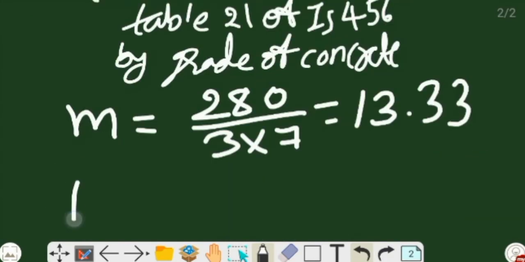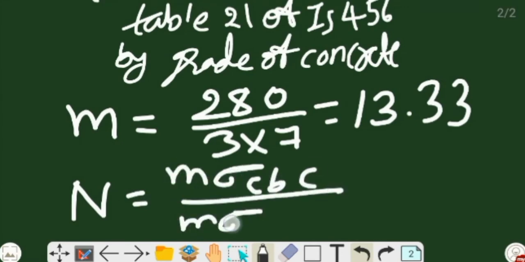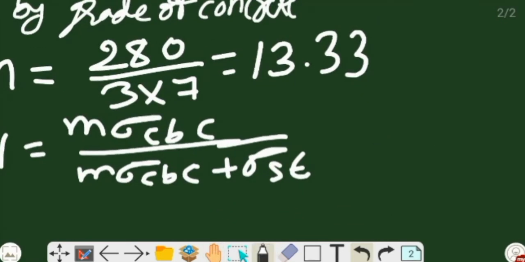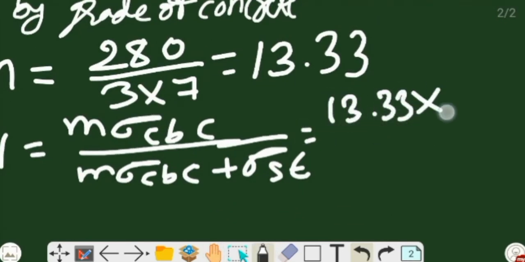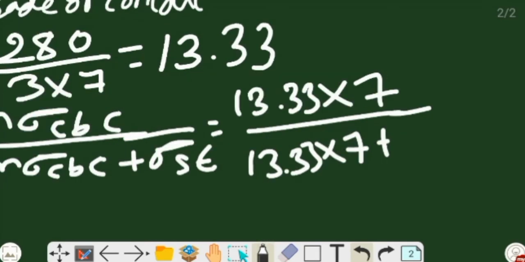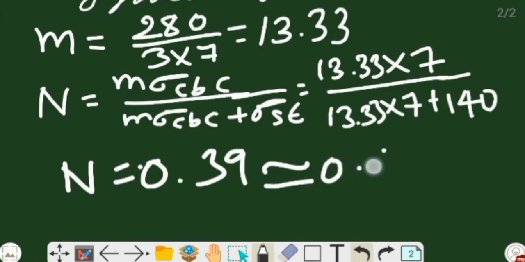Next design constant is the neutral axis depth factor. n is equal to m sigma cbc by m sigma cbc plus sigma st, equal to 13.33 into 7 by 13.33 into 7 plus 140. 140 is the sigma st value. Sigma st value is taken from IS 456 2000 table number 22 by using the grade of steel. Now we get the answer n equal to 0.39. It is taken as 0.4.